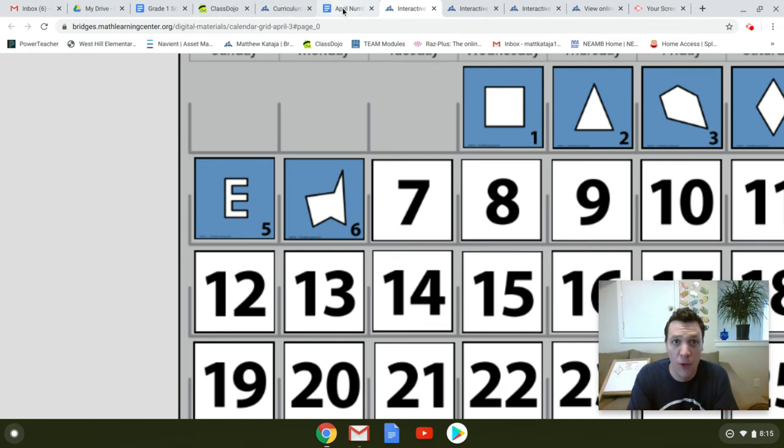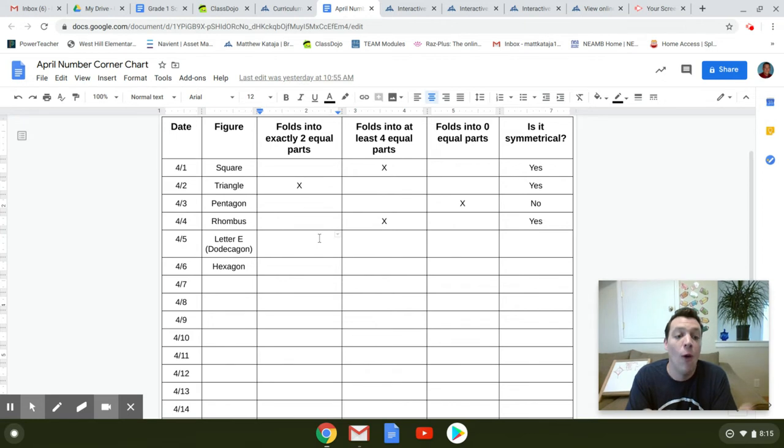Will it fold into 4? It will not. Only 2. There's only one line you can draw through it. Boom. So yes, it is symmetrical. So this helps our pattern. Look, we had yes, yes, yes, yes, no.